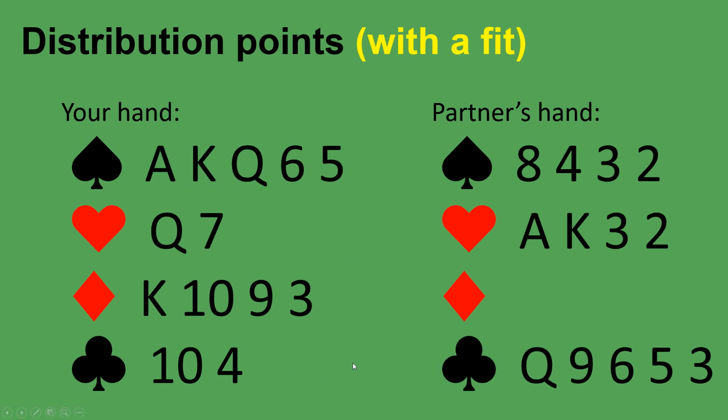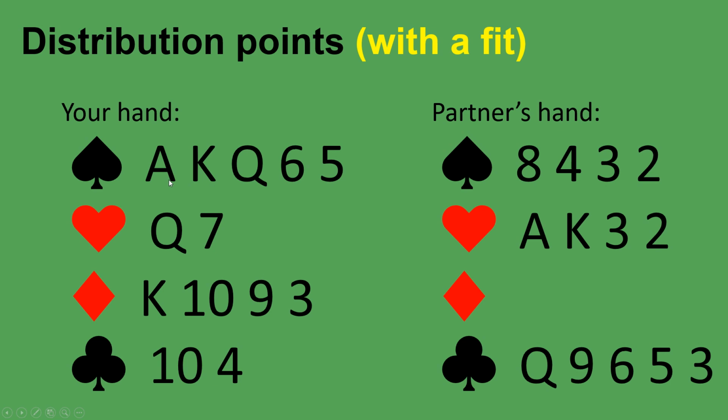Right, firstly, the first question is, do you have a fit? I hope you found that you do have a fit and it's in spades. You have 5 spades and your partner has 4 spades. That's a total of 9, which means you have a fit.